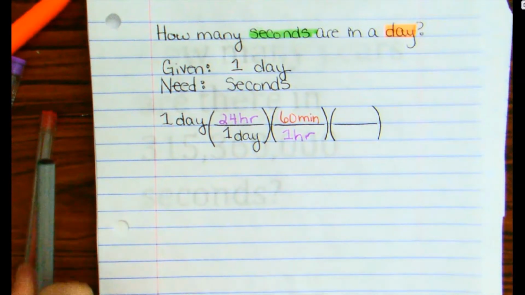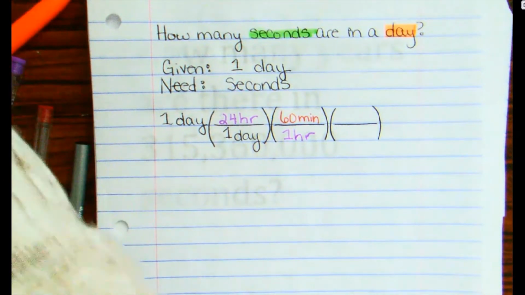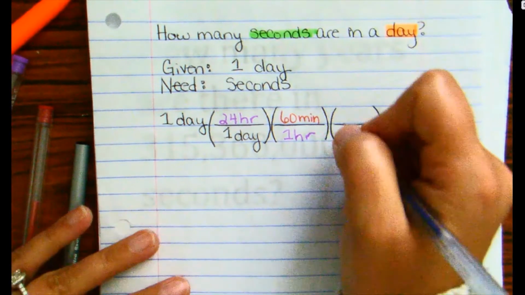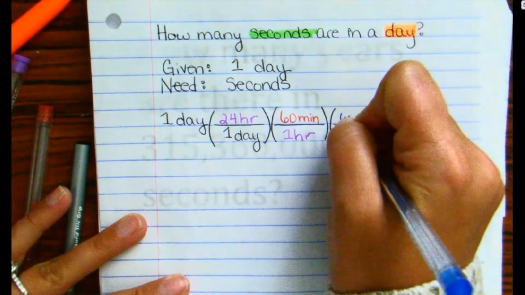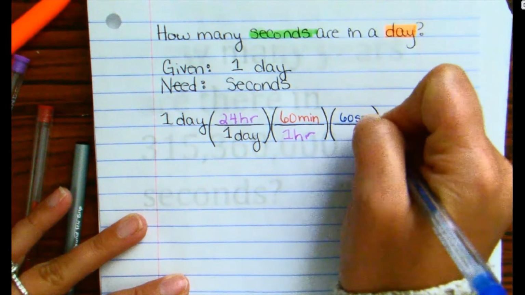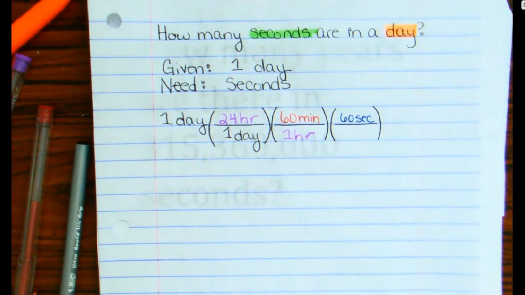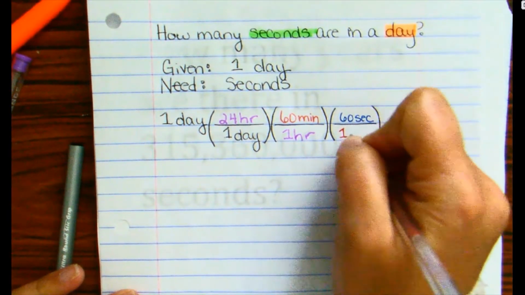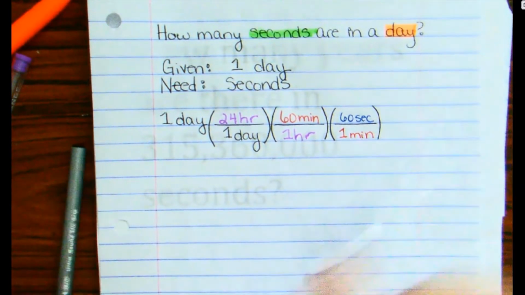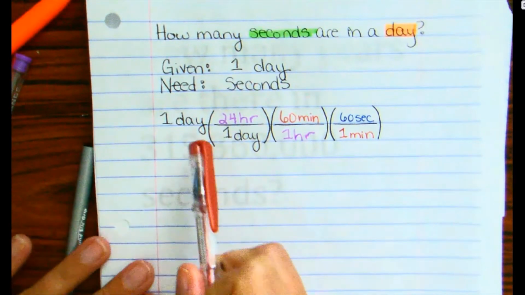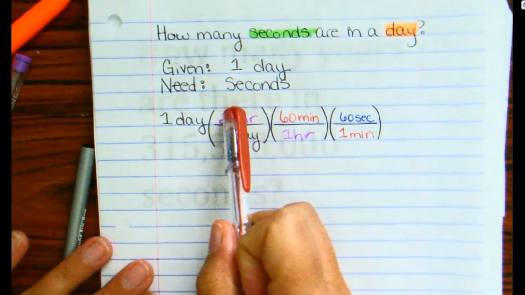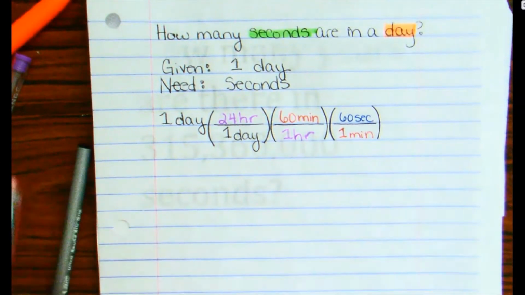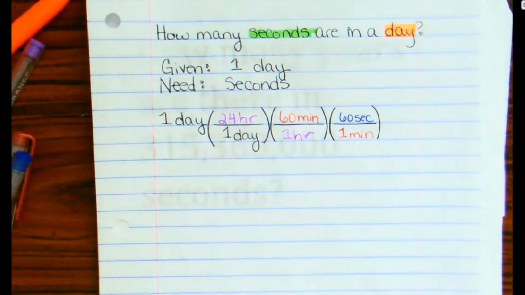So now we know that we can convert minutes into seconds. So for every 60 seconds, I have 1 minute. And if you look at this, you can follow the colors. Days cancel, hours cancel, minutes cancel, leaving me with seconds. Congratulations, we've set it up properly.